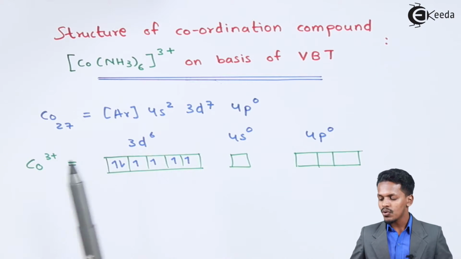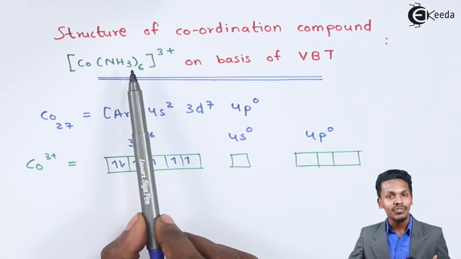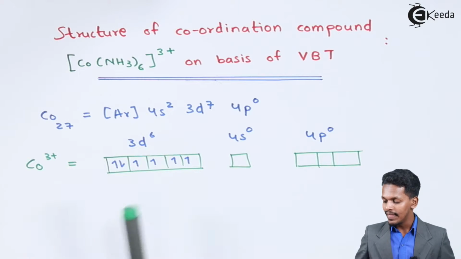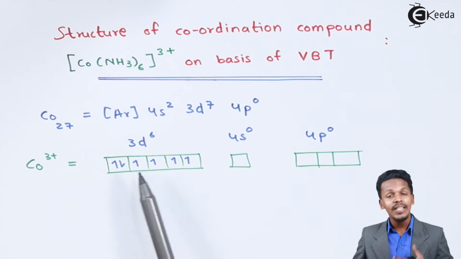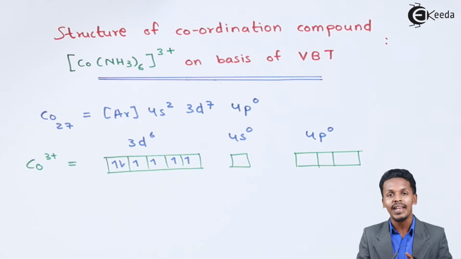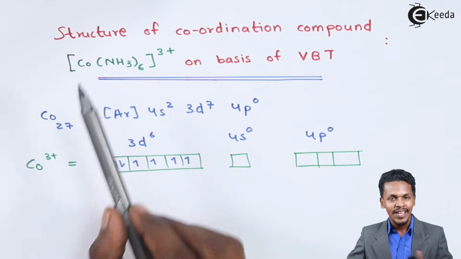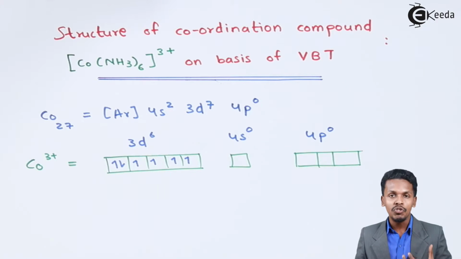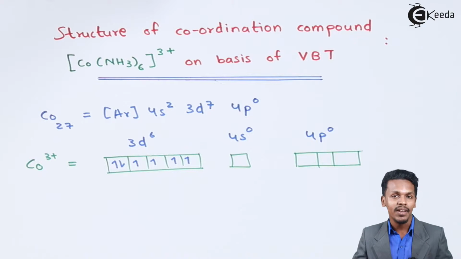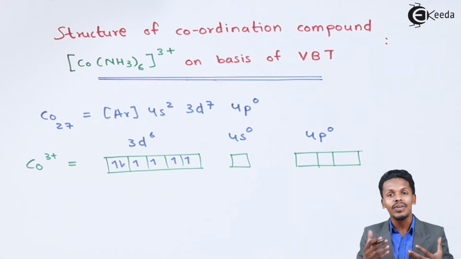But we are talking about the ligand, and that ligand is NH3. NH3 is known to be a strong field ligand. That's the reason that even though there are unpaired electrons, as you can see over here, these unpaired electrons undergo spin pairing whenever the NH3 approaches the central metal atom, in this case cobalt. Because of the spin pairing, the electrons get paired up, and we get a particular hybridization of the central metal atom, and the central metal atom hybridizes in such a way that we get a particular geometry.